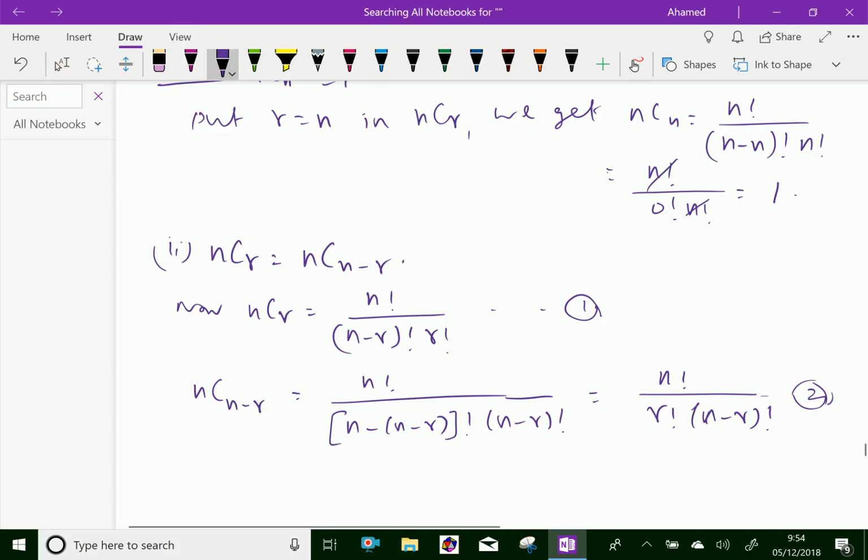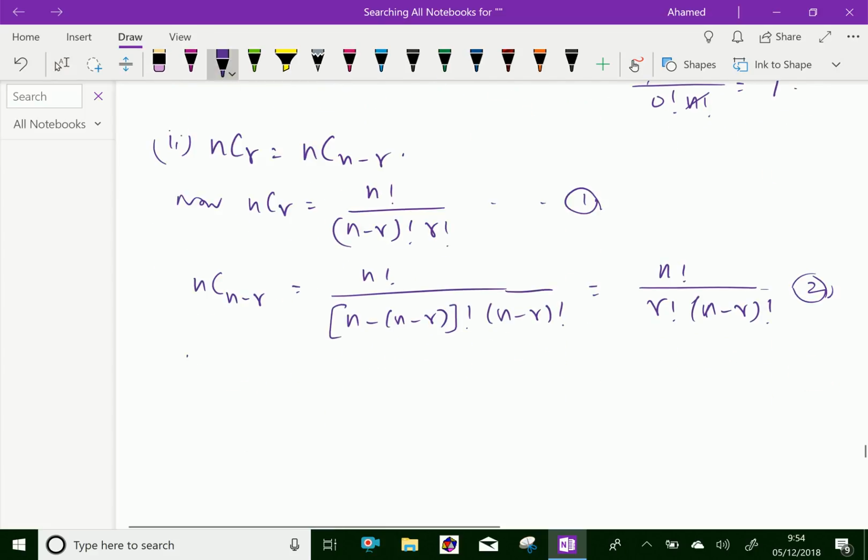From 1 and 2, we get nCr equals nC(n minus r).